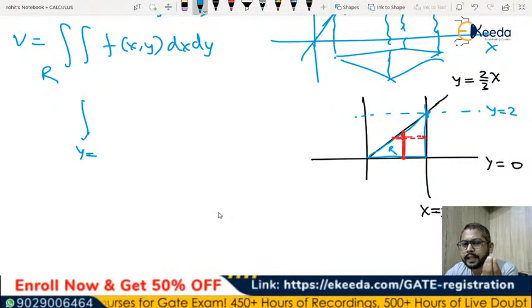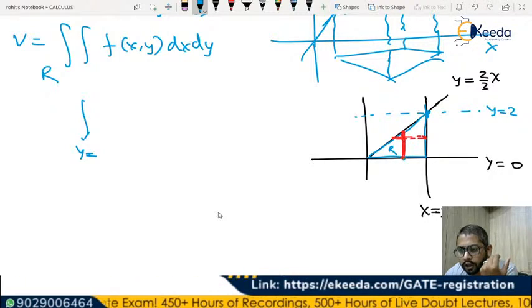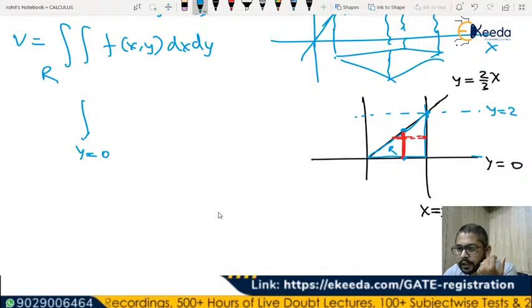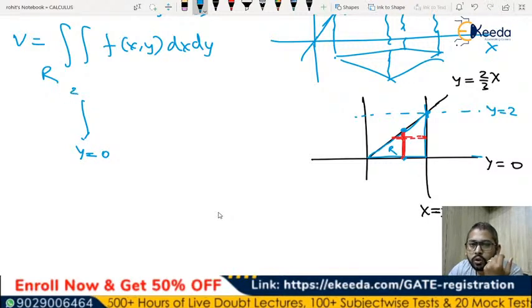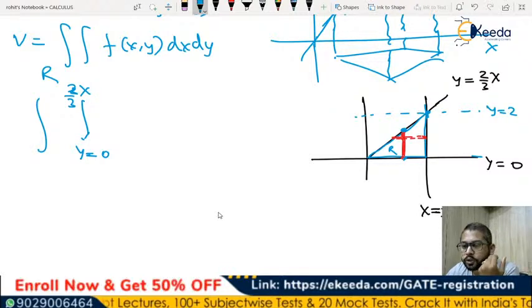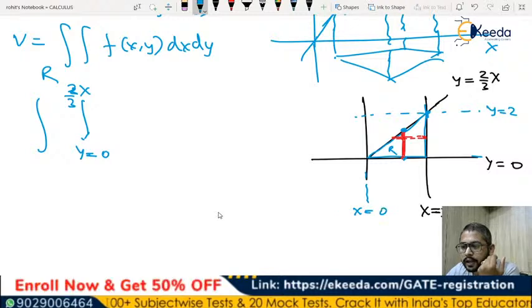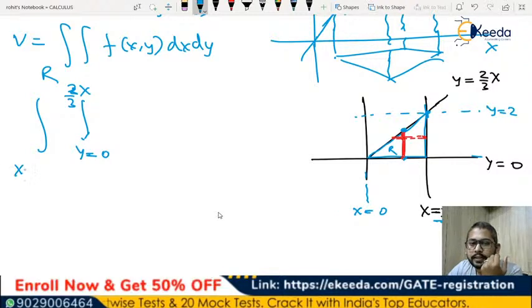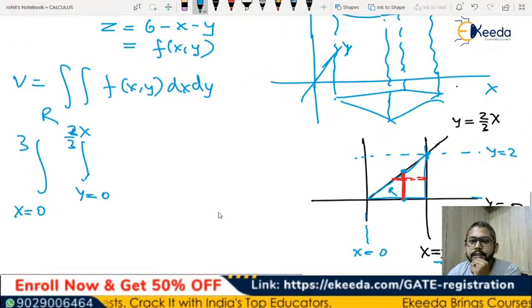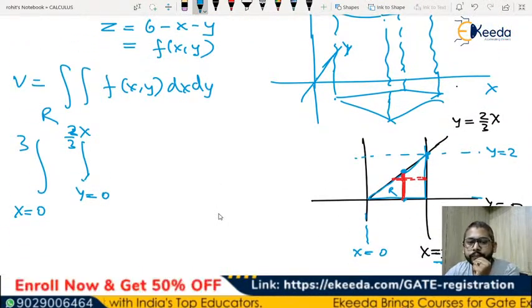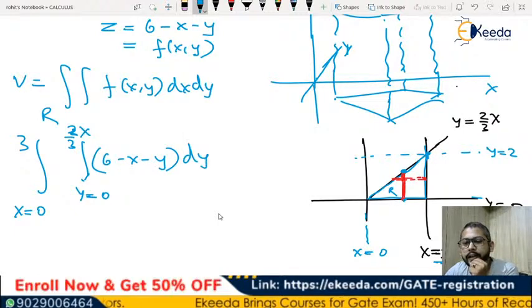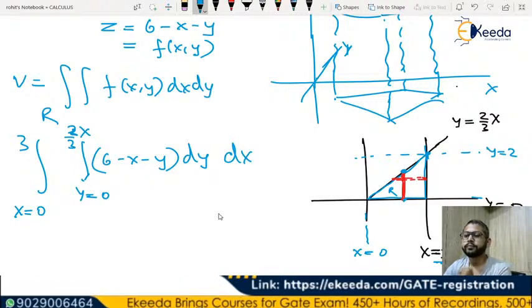So the lower limit lies on the line y is equal to 0 and the upper limit lies on the line y is equal to 2 by 3x, right? And the limits of x, so x starts from x equal to 0 and it ends at x equal to 3. So the limits are x equal to 0 to 3. What is the function? The function is 6 minus x minus y in terms of dy and then in terms of dx.